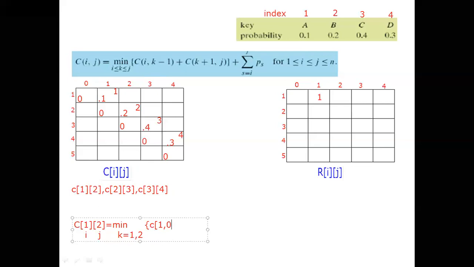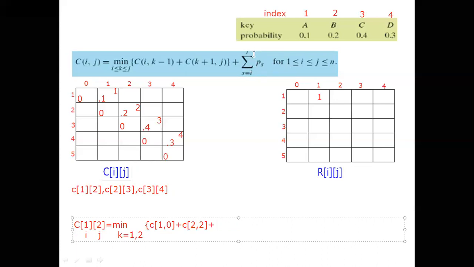Correct? I will close. Plus, what is the next one? C of K plus 1. C of, what is the current K value? It is 1. What is K plus 1? It is 2, comma. What is J value? J value it is 2. Plus, I will adjust so that it will come in the single line, plus this particular value. It is very simple.